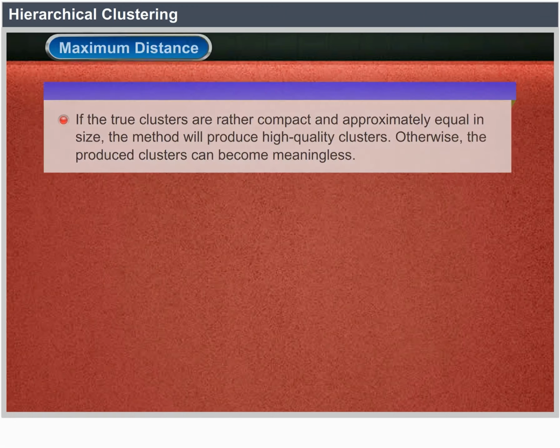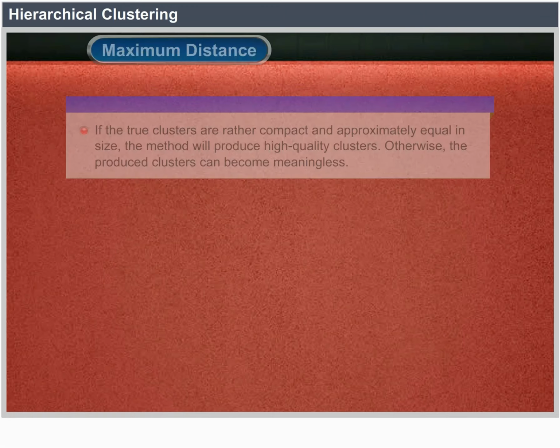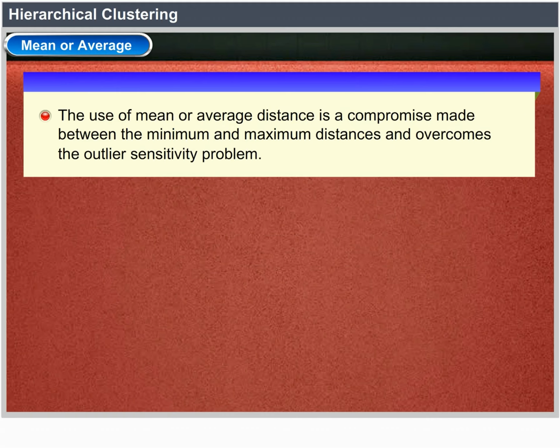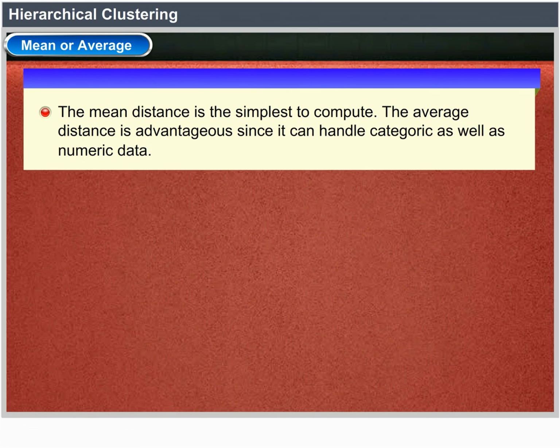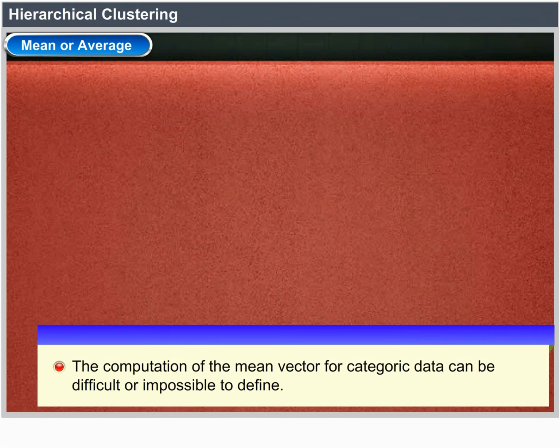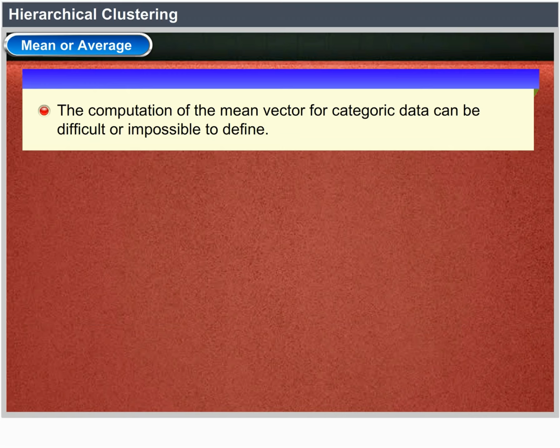Mean or average. The use of mean or average distance is a compromise between the minimum and maximum distances and overcomes the outlier sensitivity problem. Whereas the mean distance is the simplest to compute, the average distance is advantageous in that it can handle categoric as well as numeric data. The computation of the mean vector for categoric data can be difficult or impossible to define.